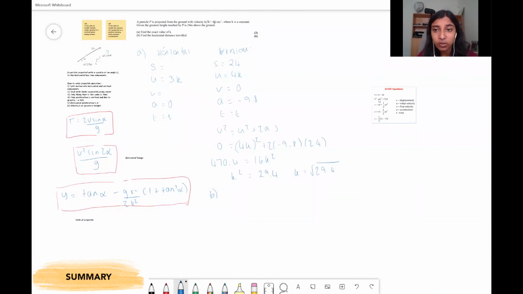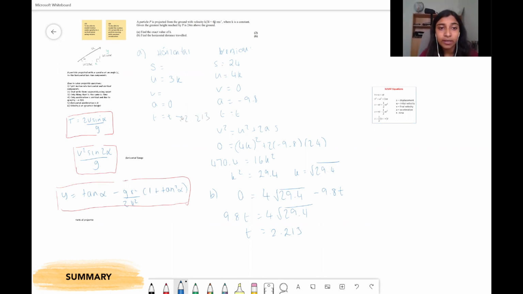So to find out what t is, we could use v equals u plus at. So if we use v equals u plus at, we say 0 is equal to 4 times the square root of 29.4 plus minus 9.8t. So you just say 9.8t is equal to 4 times the square root of 29.4. So our t would be equal to 2.213.